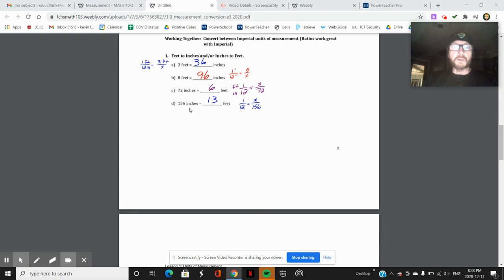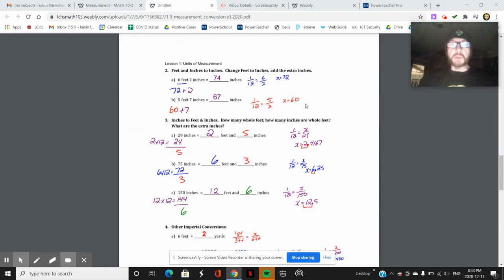And then 153 inches, again, same ratio, 1 to 12. Didn't put my units in, which is kind of bad on me. We should always include our units. Feet to inches, cross multiply, 1 times 156, divide by 12, gives us 13 feet.